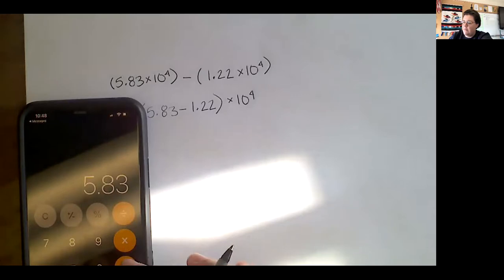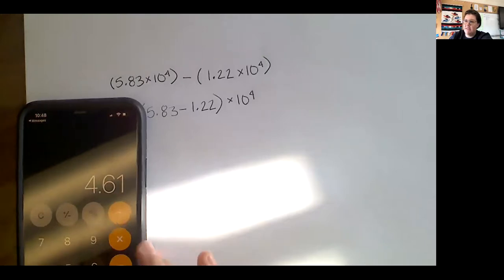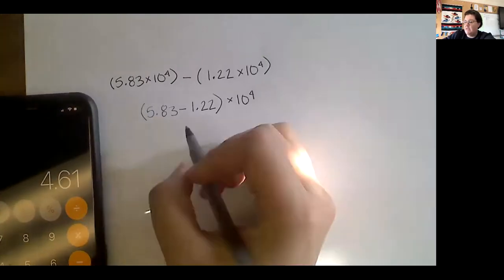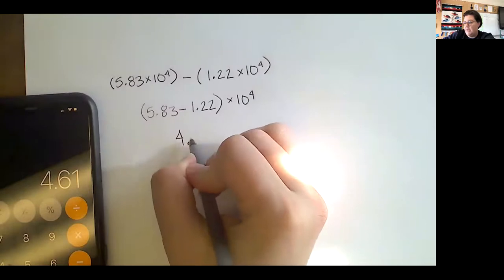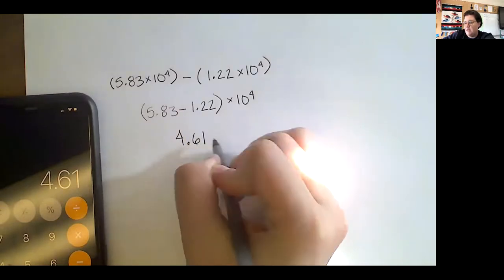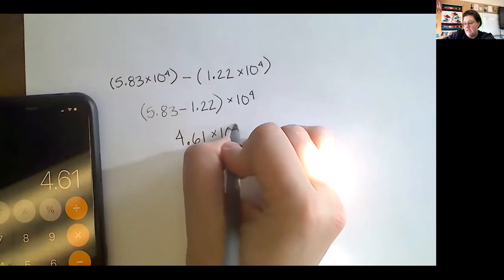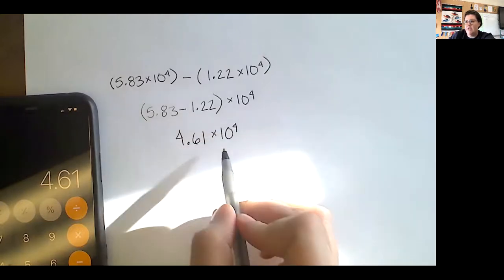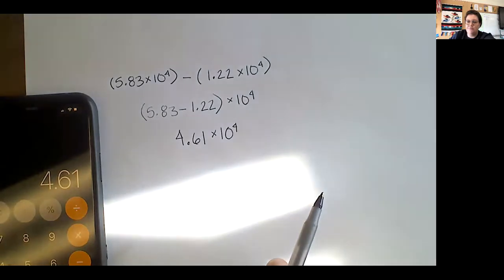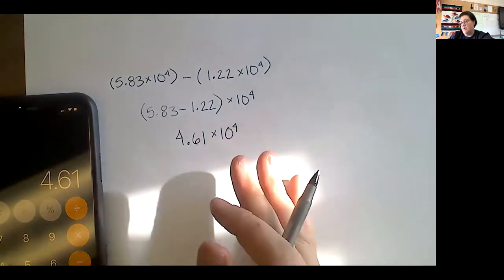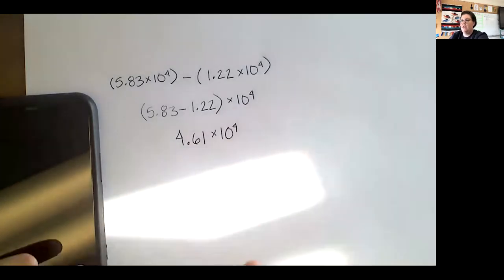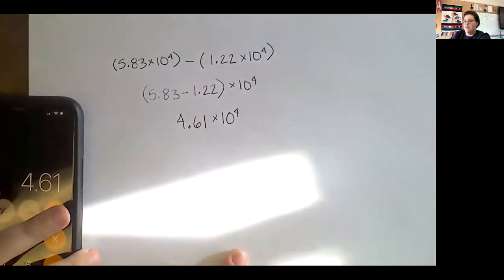5.83 minus 1.22 equals 4.61. So then my answer is just going to be 4.61. And then you just keep the same bit of scientific notation: 4.61 times 10 to the 4th. Okay, so let's do one where the exponents are not the same, because that gets a little more tricky.